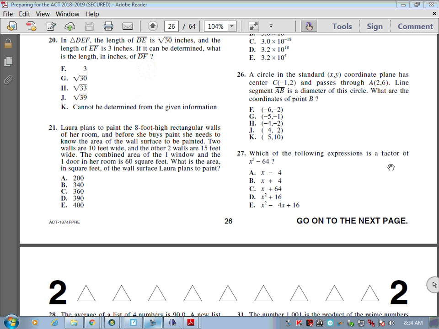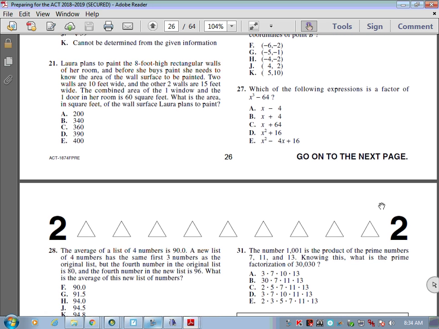Okay, number 21. Laura plans to paint the 8-foot-high rectangular walls of her room. Before she buys paint, she needs to know the area of the wall surface to be painted. Two walls are 10 feet wide. The other 2 walls are 15 feet wide. The combined area of 1 window and the 1 door in her room is 60 square feet. What is the area in square feet of the wall surface Laura plans to paint?